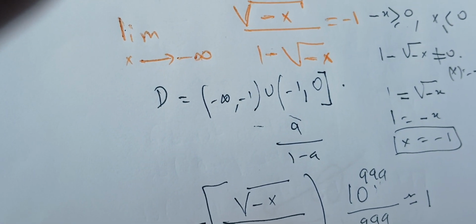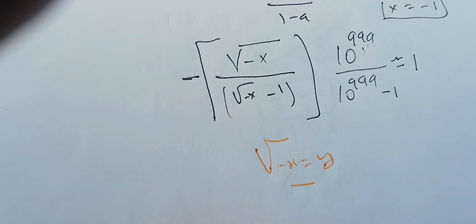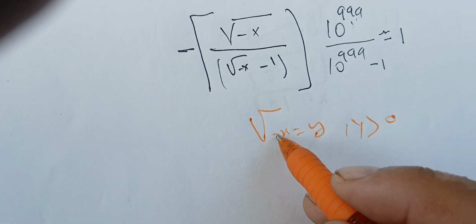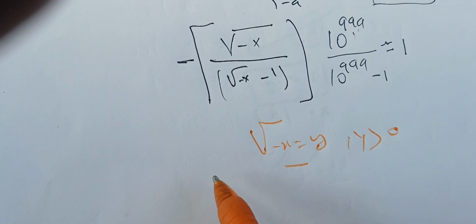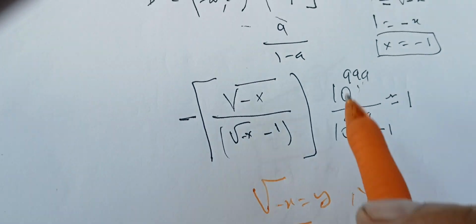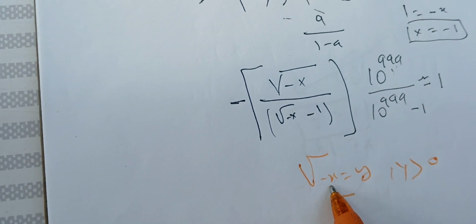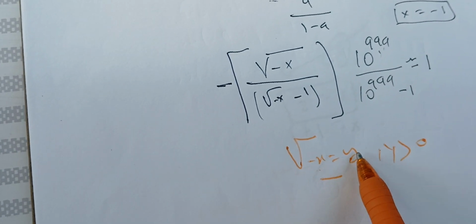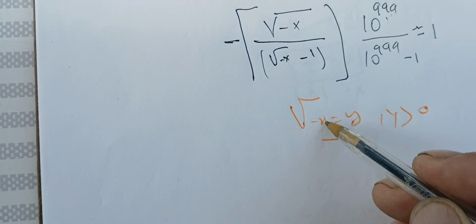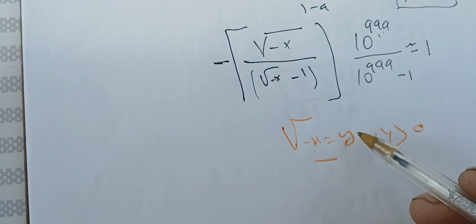Another way is that we can change the variable here. If we let the square root of minus x be y, then y is positive, because x is negative, and the minus makes it positive. We don't need to square anything, we just need to change this limit. That's the key. When x goes to minus infinity, y goes to plus infinity. As x gets negatively bigger, y gets positively bigger.